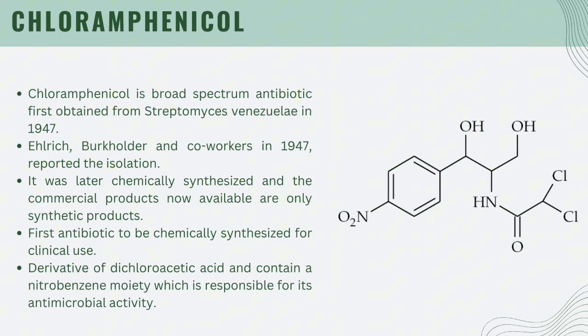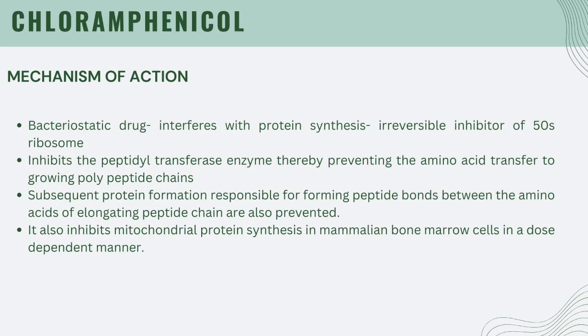The next drug that we will be discussing is chloramphenicol. It is a broad-spectrum antibiotic, first obtained from a bacteria known as Streptomyces venezuelae. It is the first antibiotic to be chemically synthesized for clinical use. It is a derivative of dichloroacetic acid and it contains a nitrobenzene moiety, which is responsible for its antimicrobial activity. It is a bacteriostatic drug.